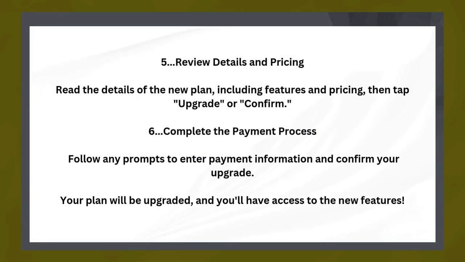Number 5, review details and pricing. Read the details of the new plan, including features and pricing, then tap upgrade or confirm. Number 6, complete the payment process. Follow any prompts to enter payment information and confirm your upgrade. Your plan will be upgraded and you will have access to the new features.